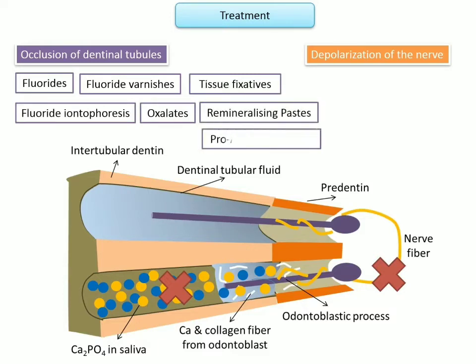We discussed Pro-Argin technology in the previous presentation. The second group of products works by depolarizing the nerve so that it cannot transmit the pain response. The ingredient that produces this effect is potassium nitrate. So let's take a look at each one of them individually now.